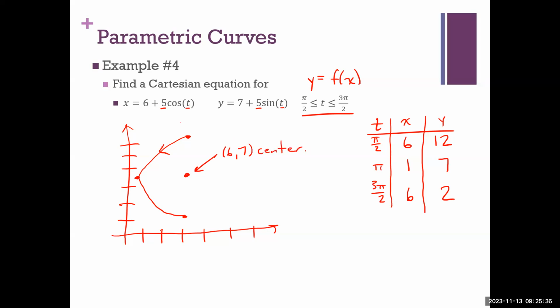Think back when you learned how to graph trig functions, sine and cosine waves a while ago. How do you find the center line? So let's just look at one of these. If I were to ask you to graph x equals 6 plus 5 cosine t, how would you know where the center line is? Like that average vertical value.